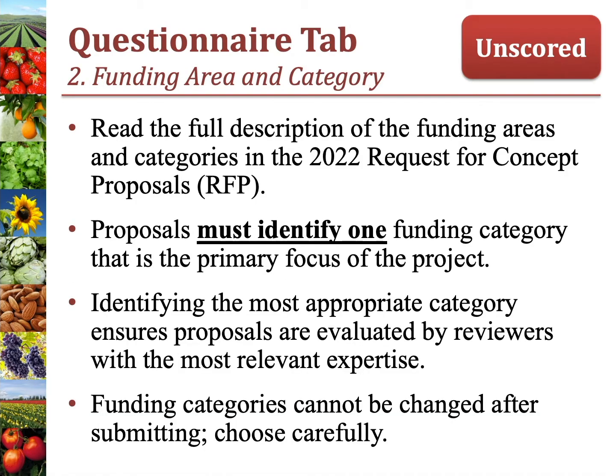Section 2 is where you'll select a funding area and funding category. Please read the full description of the funding areas and categories in the Request for Concept Proposals, or RFCP. Then select the most appropriate funding area and category for your project from the drop-down menu. We understand that projects might seem to address elements from multiple funding categories. However, you must select the one funding category that most closely aligns with the primary focus of your project.